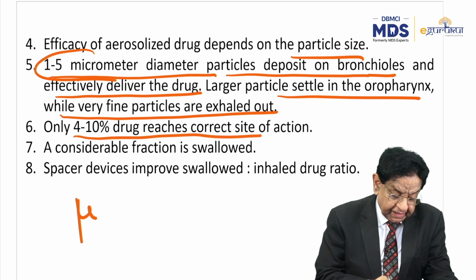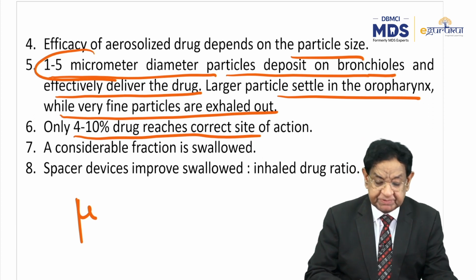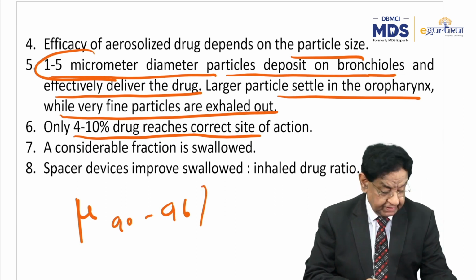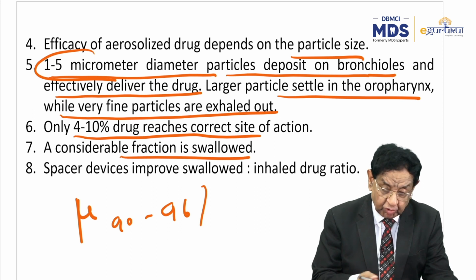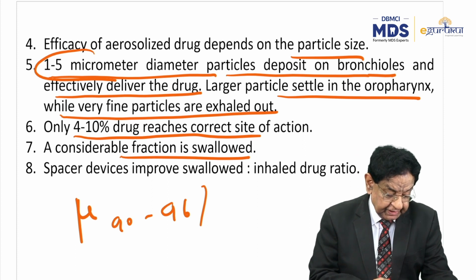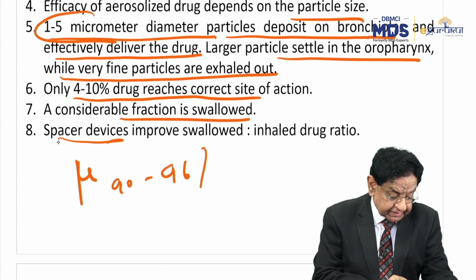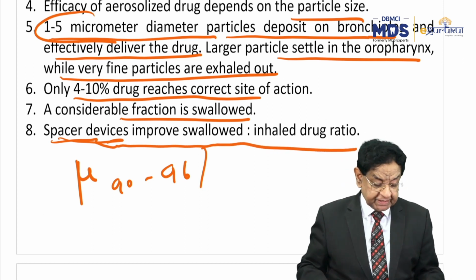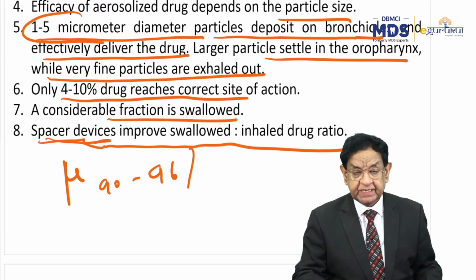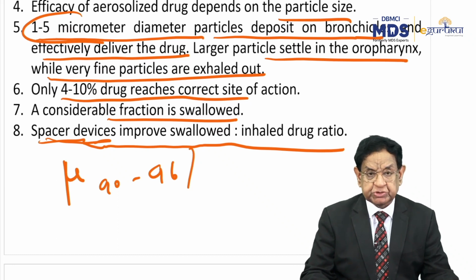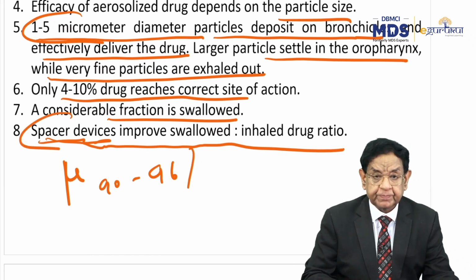Only 4 to 10% of the drug reaches the actual site of action. That means the wastage is as high as 90 to 96%. A considerable fraction is swallowed also, not going to the airways. Now we can improve this: spacer devices improve the swallowed to inhaled drug ratio. That means when we are using a spacer device, more and more drug goes to the inhalation side rather than being swallowed. So this is a better device.